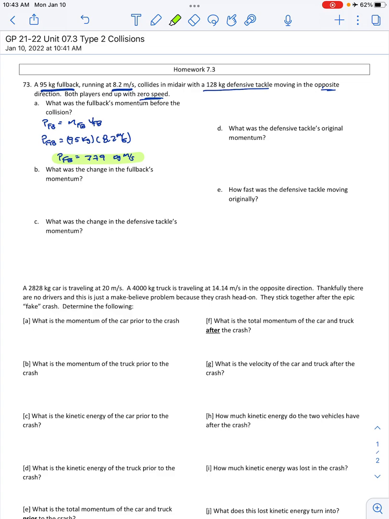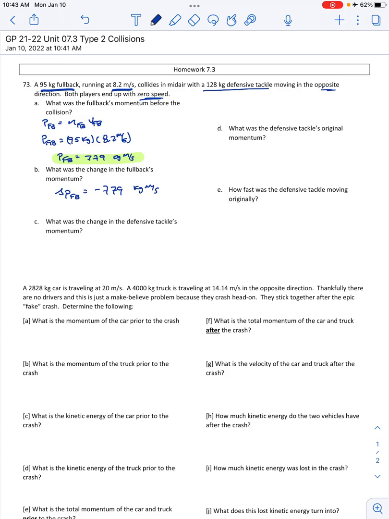What is the change in his momentum? Because he comes to a stop, the change in his momentum is actually going to be negative 779 kilogram meter per second.